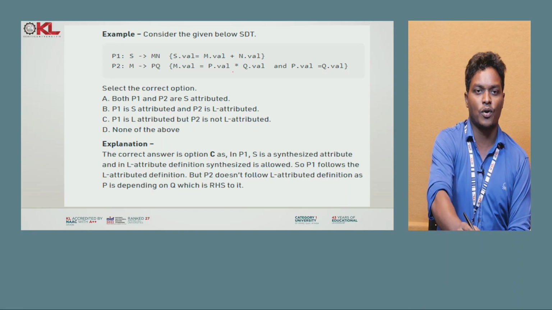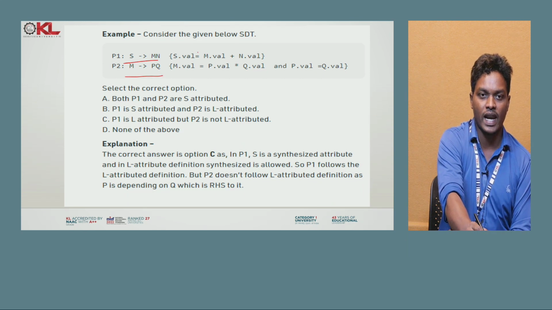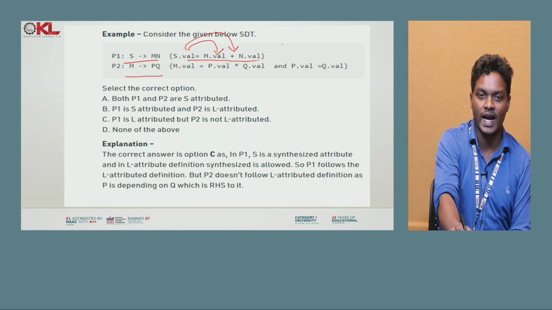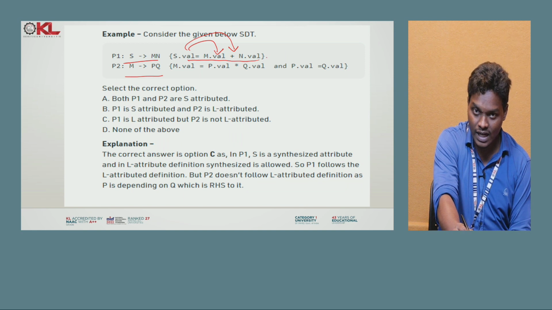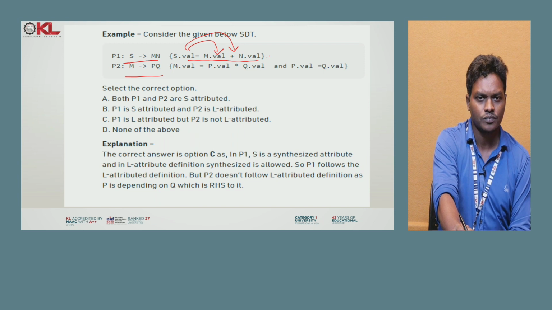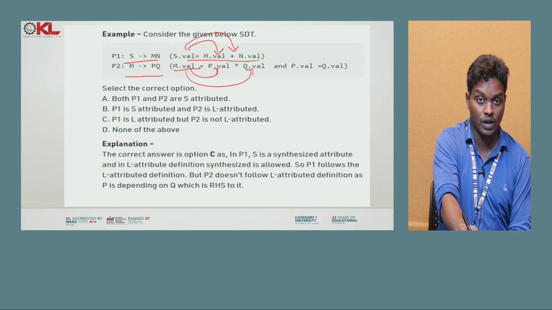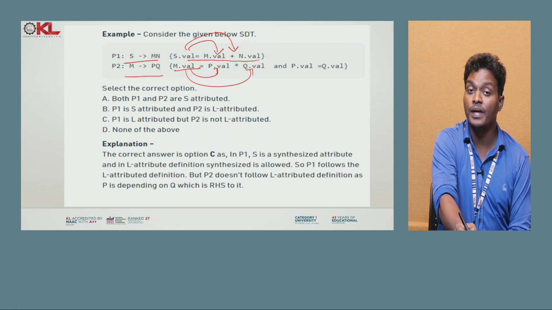So this is an example problem they have given. See here, P1 is S tends to MN, P2 is M tends to PQ, where S value is equal to M value plus N value. So it is a synthesized attribute. If it is a synthesized attribute, automatically it will be an L attribute. We have studied that in the previous slide. And next, see here, M tends to PQ, M tends to P, and M tends to Q. It is also an S attribute only. If it is an S attribute, definitely it will be an L attribute.